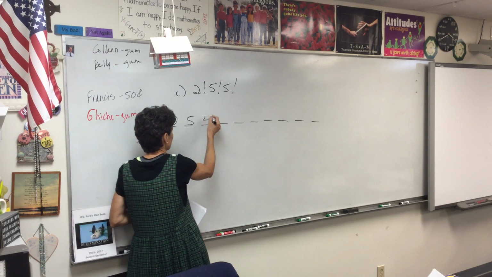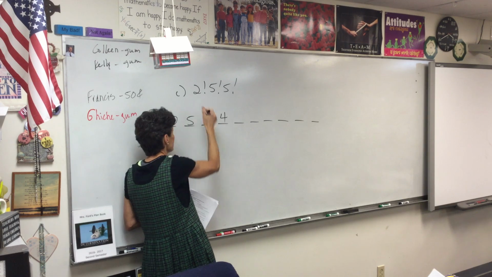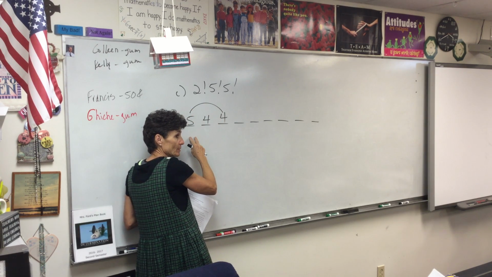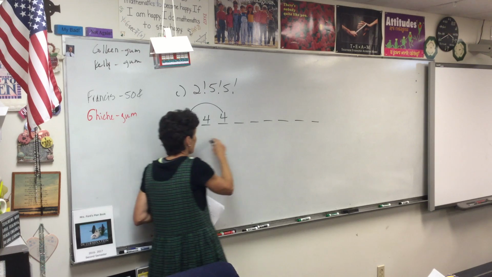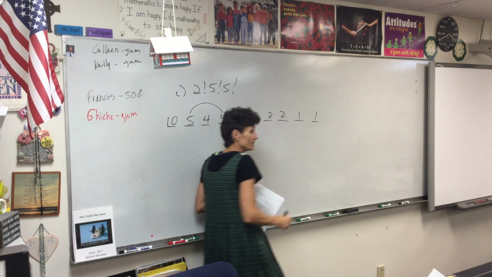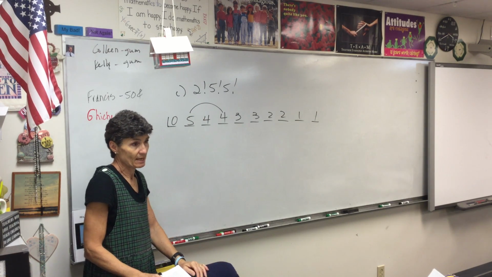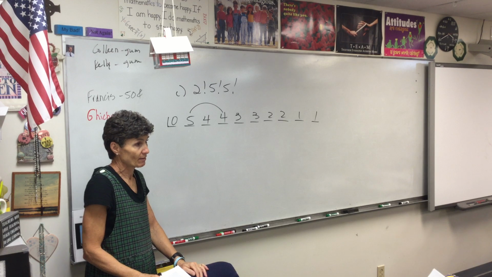So now I got 4 here. What about here? 4 because that goes here. These go together, right? And then 3, 3, 2, 2, 1, 1. Now what are you going to do with all those numbers? Multiply them together.